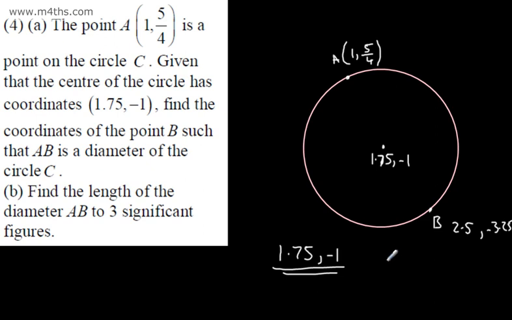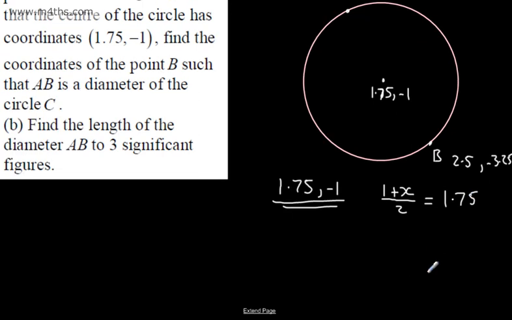So if we look at the x coordinates, what we could have said is now 1 plus the x coordinate divided by 2 is equal to the 1.75. And if we multiply through by 2, we've got 1 plus x is equal to 3.5. So x must be equal to 2.5, and that's the x coordinate just here. So I'm using the formula.